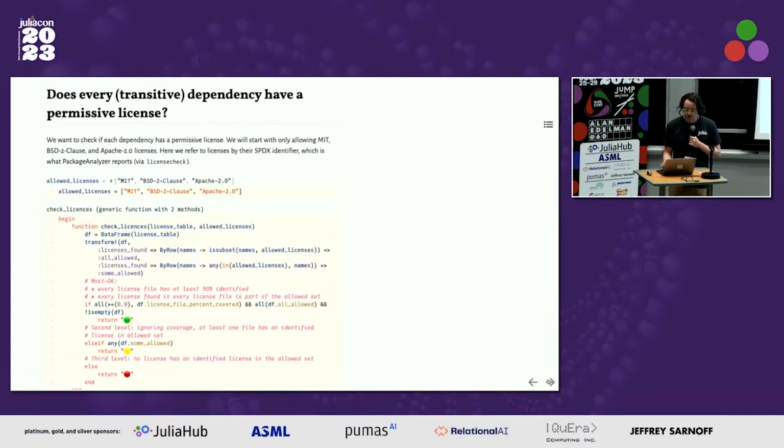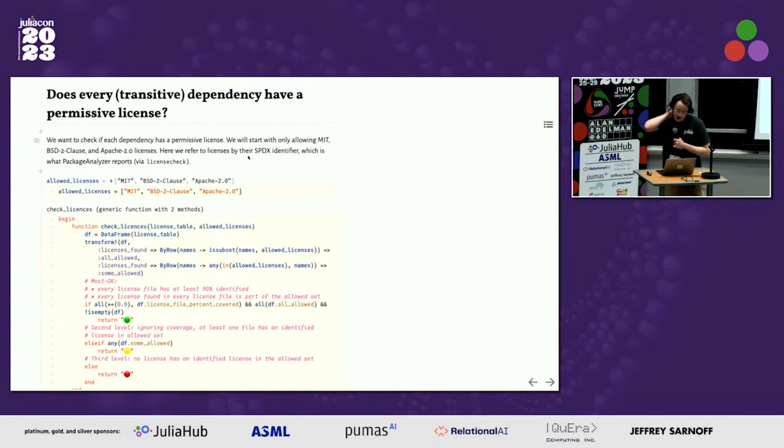Okay, so let's start with, does every transitive dependency have a permissive license? Here I'm just demoing a workflow that you could use Package Analyzer for. There aren't really helper functions for a lot of this built into Package Analyzer, because I think it'll depend on exactly what you want to do with it. So this part we're just showing what you could do with Package Analyzer. And this is also in that repo that I linked above.